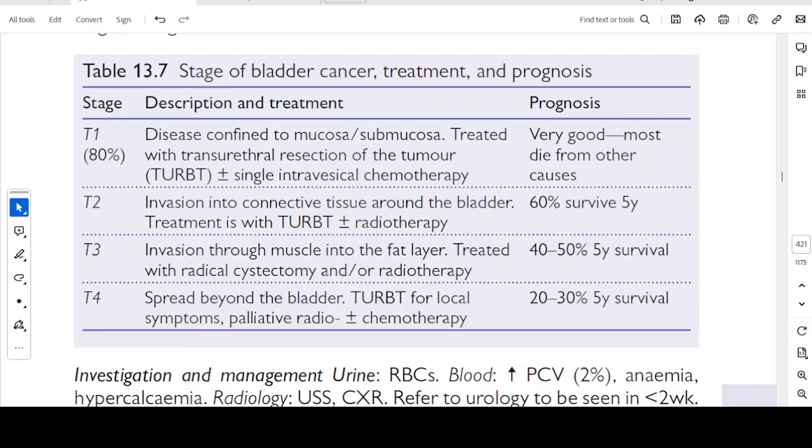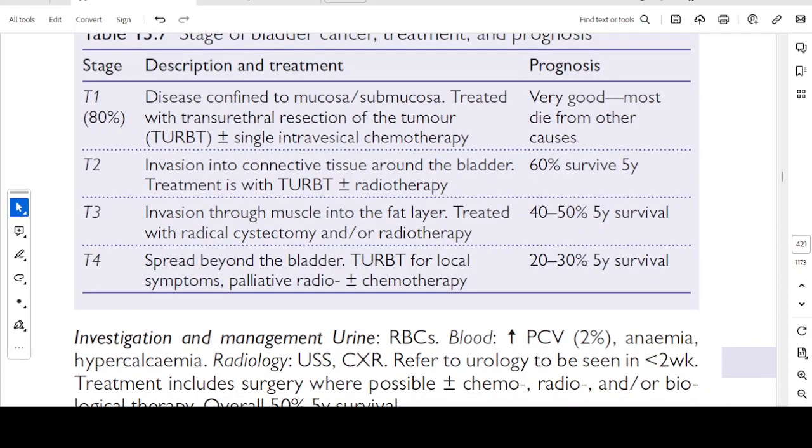Invasion through the muscle into the fat layer. Treated with radical cystectomy or radiotherapy. 40 to 50% survival in 5 years. T4: spread beyond the bladder. TURBT for local symptoms and palliative radiotherapy or chemotherapy for distant metastasis. 20 to 30% survival at 5 years.